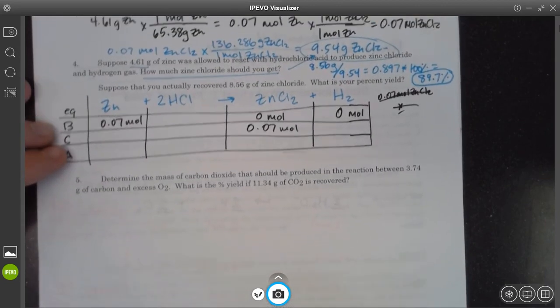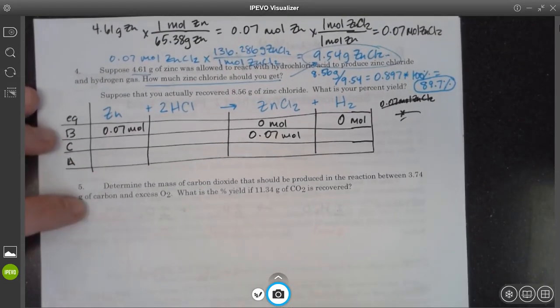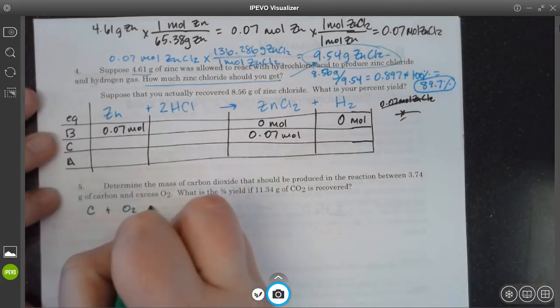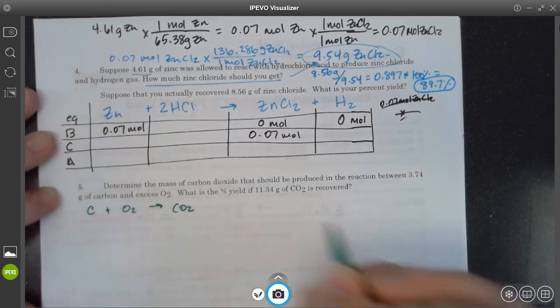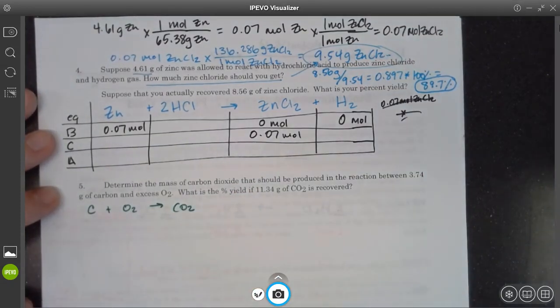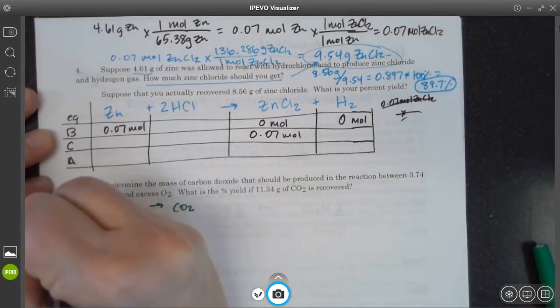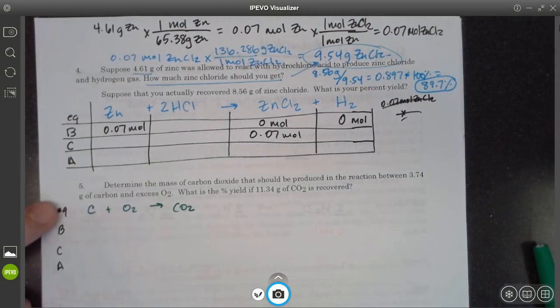Number 5. Number 5 says determine the mass of carbon dioxide that should be produced in the reaction between 3.74 grams of carbon and excess O2. What's the percent yield if a given amount of CO2 is recovered? So we've got carbon plus O2 yields CO2. Is that balanced? Yes, it is. So that's our equation. Then we're going to have before, change, and after.